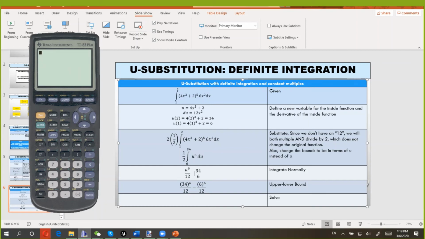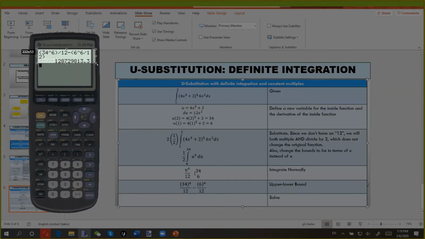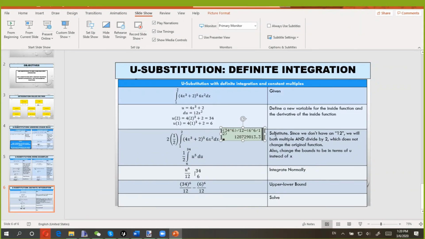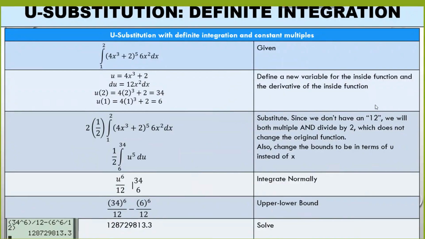So I have 34 raised to the 6th power over 12 minus 6 to the 6th power over 12. It's going to be a crazy large answer, but let's throw my dx here too, because that matches everything else we've done.